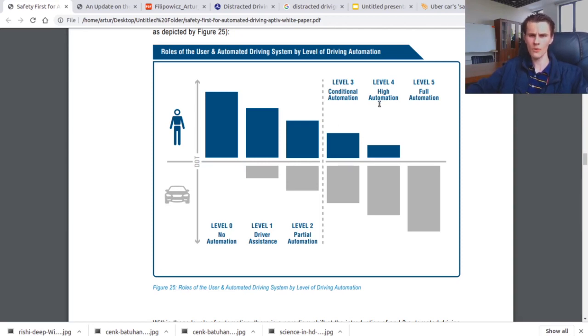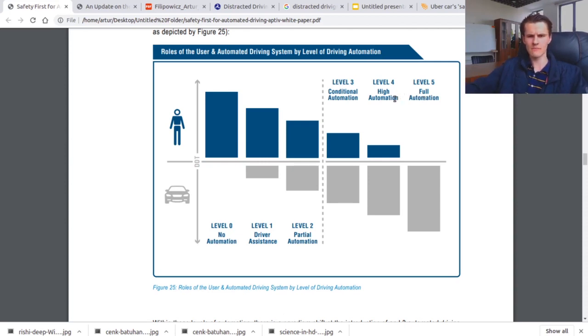Level 3 and 4 are more things like autopilots. So systems that can, under certain conditions, really do the entire driving task. And then, of course, level 5 is, you could say, the Skynet level, complete total automation where the vehicle system is fully responsible for the driving task.